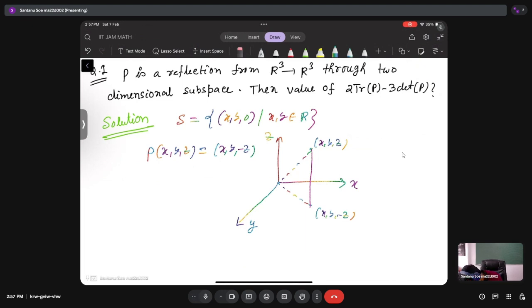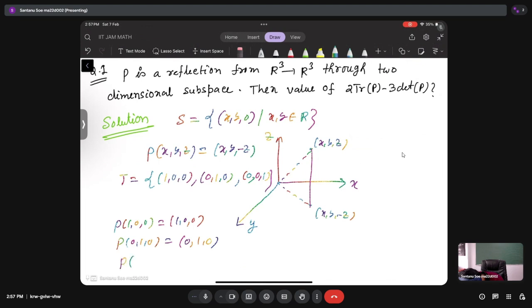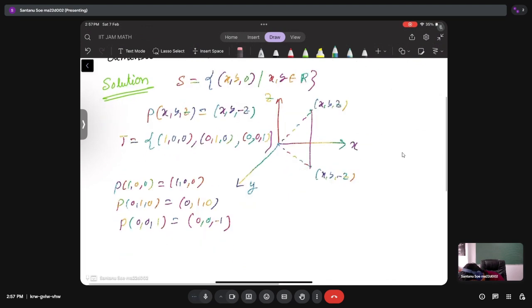Now we can find the reflection matrix. For that, we take our standard basis in R3, which is (1, 0, 0), (0, 1, 0), and (0, 0, 1). Now we can see P of (1, 0, 0) is (1, 0, 0), P of (0, 1, 0) is (0, 1, 0), and P of (0, 0, 1) is (0, 0, minus 1). So the reflection matrix P with respect to the standard basis is the matrix with rows (1, 0, 0), (0, 1, 0), and (0, 0, minus 1).